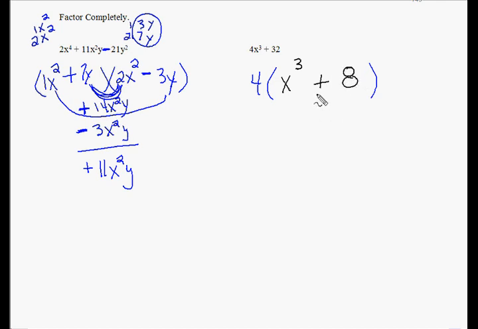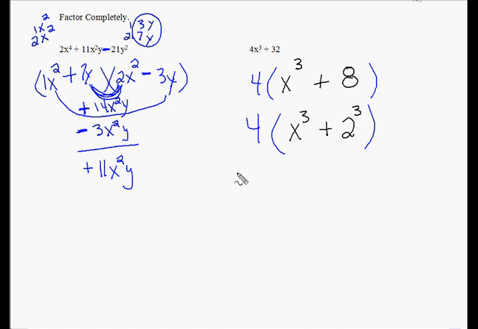Am I totally factored? I don't think so. When my variable has an exponent, I always think there could be something else I should try. But this 8 doesn't have an exponent. 8 is 2 cubed. So if I rewrite it, I will have 4 times x cubed plus 2 cubed.